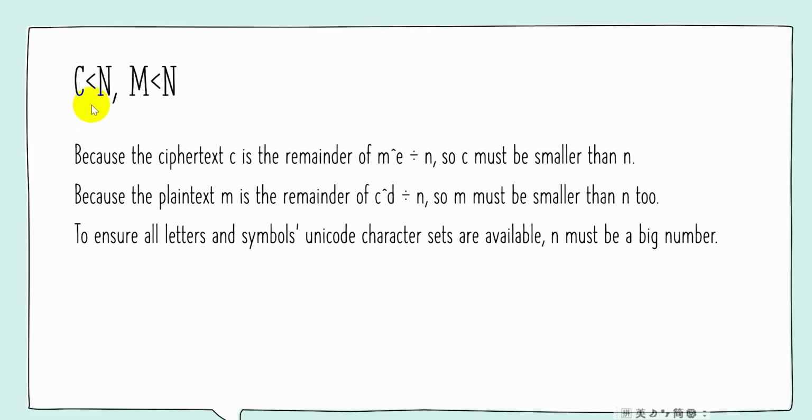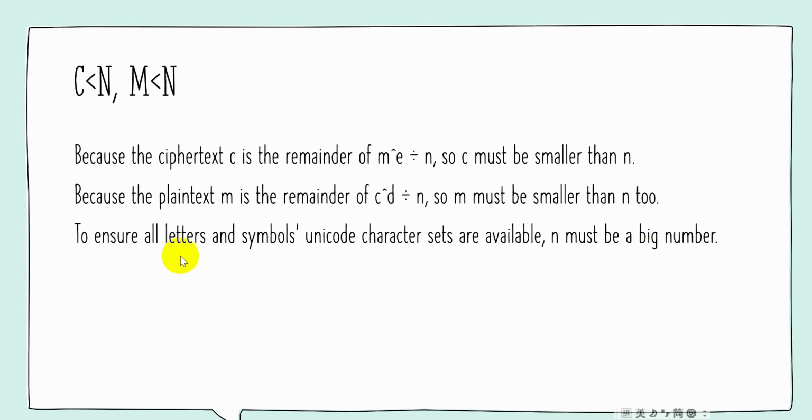C is less than N and M is less than N. Because the ciphertext C is the remainder of M to the power of E divided by N, C must be smaller than N. Similarly, because the plaintext M is the remainder of C to the power of D divided by N, M must be smaller than N too.